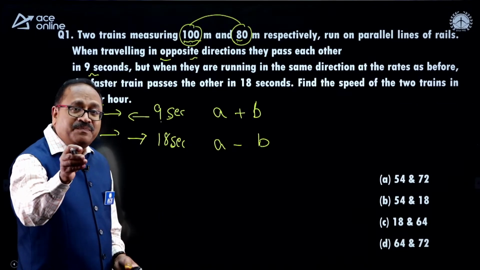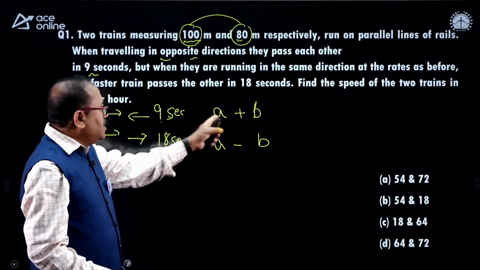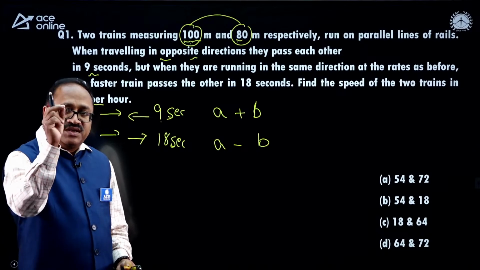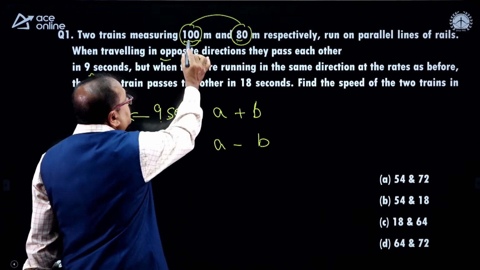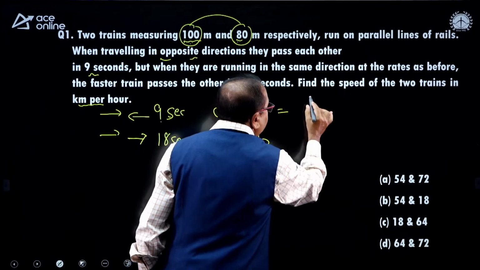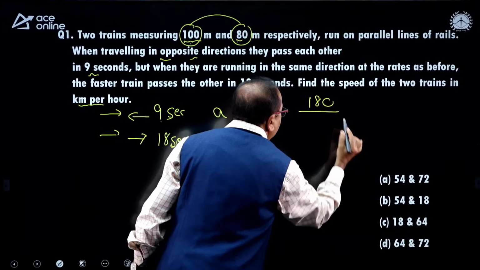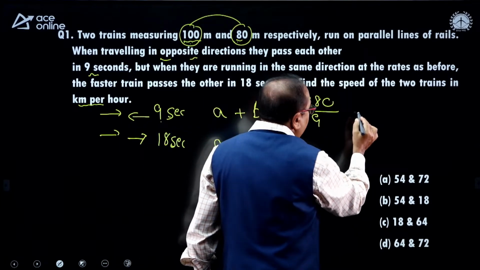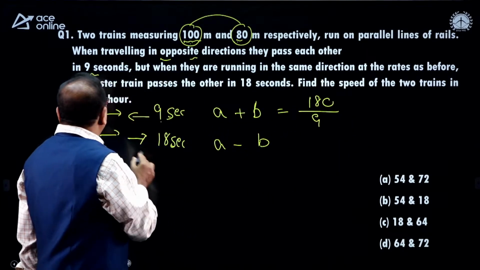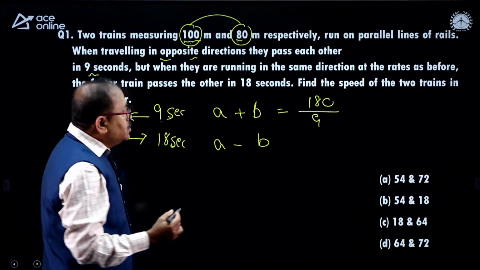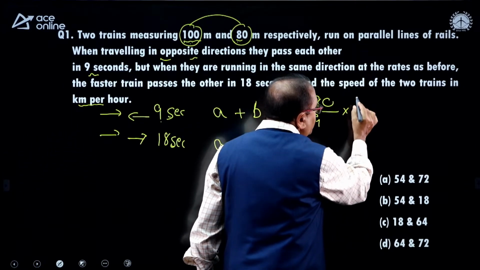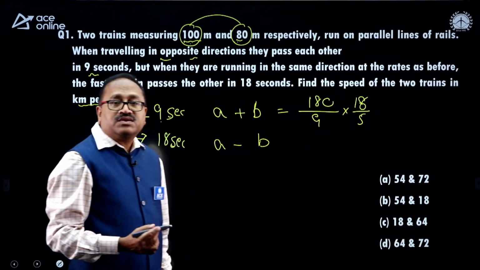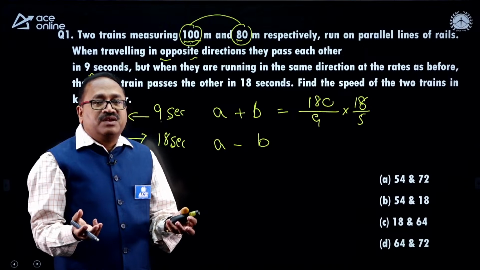Okay, time up. Now I will be solving this question. A plus B, relative speed when they are moving in the opposite direction. What is the relative speed? Distance by time. What is the distance? 180. So let's take 180 meters as the distance. And how much is the time? 9 seconds is the time. So I am getting this, and the speed is asked in kilometers per hour. So I will convert over here to kilometers per hour, that is multiplying by 18 by 5. So I will get the relative speed in terms of kilometers per hour.